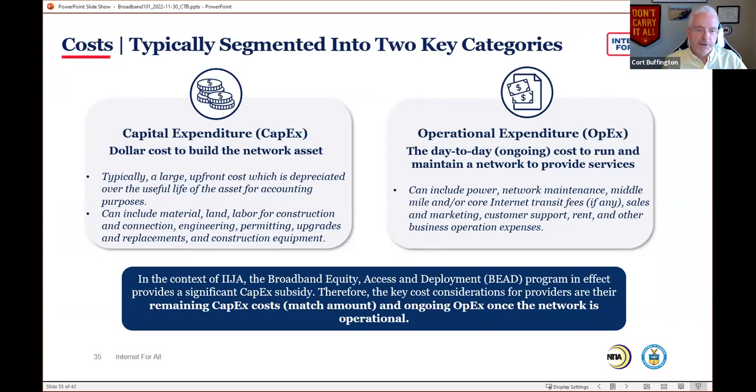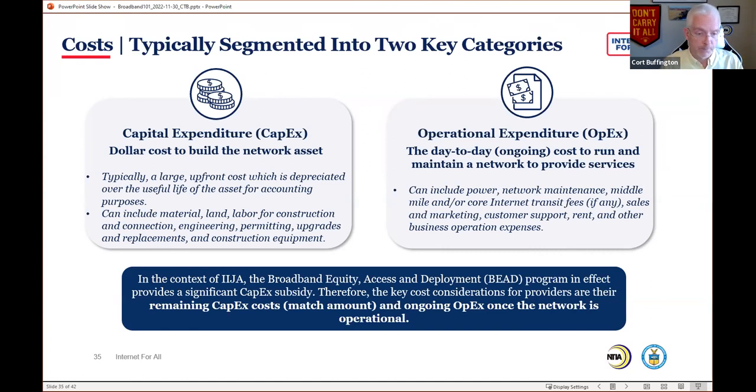So some basic economics, and I am an engineer, I am not an economist, so hang with me here. There are two kinds of expenditures that we typically see in any kind of operation. We have our capital expenditures, or CapEx. This is the money we have to spend up front to build infrastructure. That could be to build a building, that could be to build fiber network, whatever it is, you're going to have a capital expenditure to build your infrastructure.